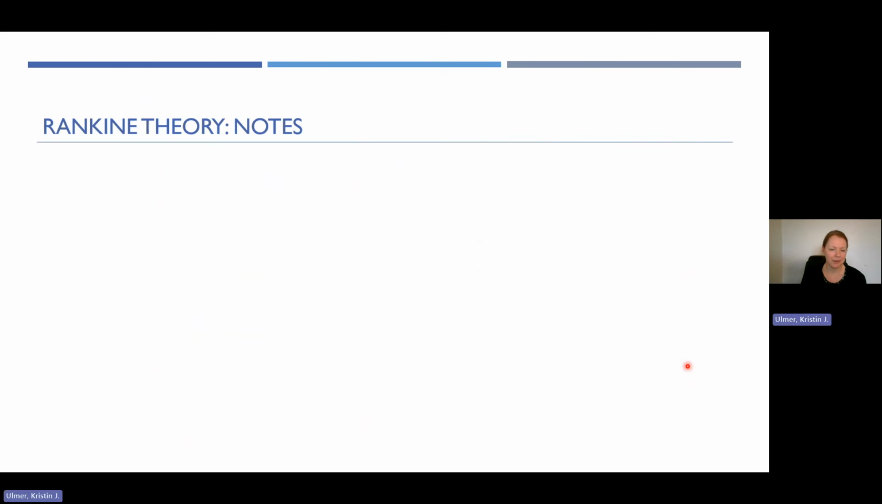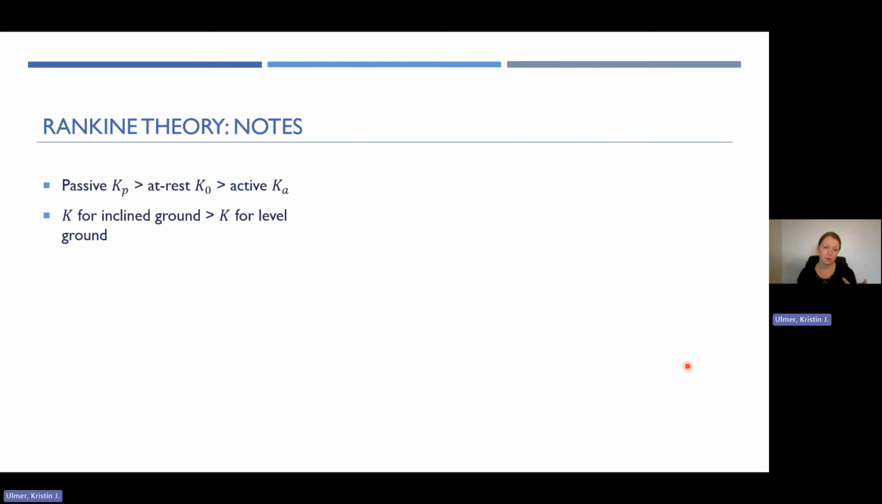A few more notes about Rankine theory. Your passive lateral earth pressure coefficient will be greater than the at-rest condition, which will also be greater than the active condition. Your K for the inclined ground condition will be greater than K for your level ground condition. And as your soil density increases, your Ka decreases and your Kp increases. Let me show you where that comes from.